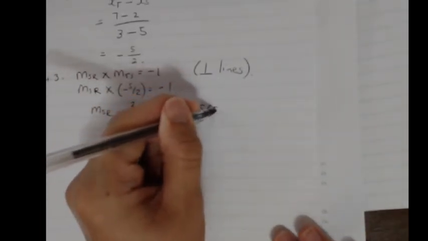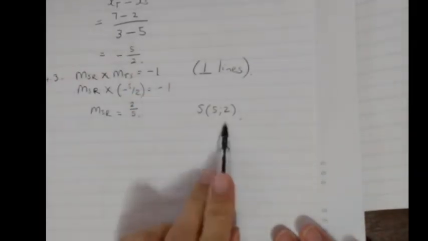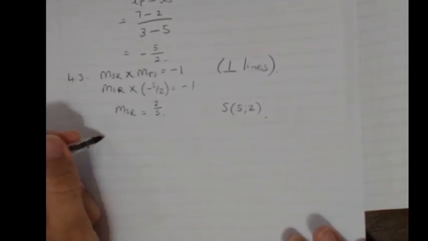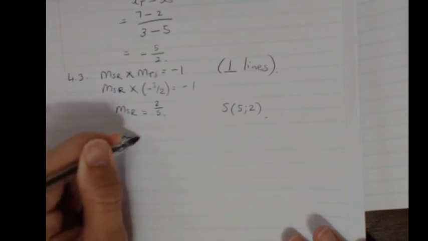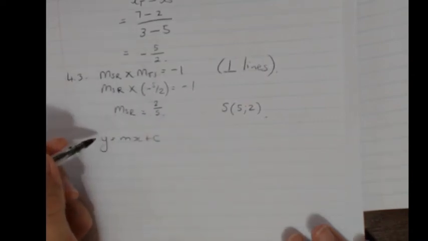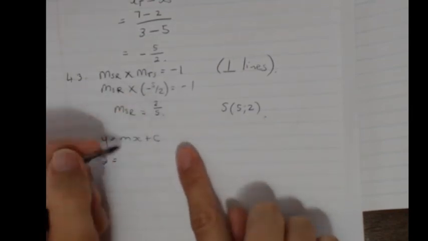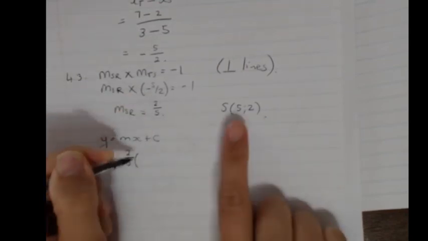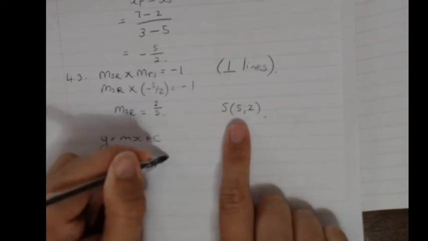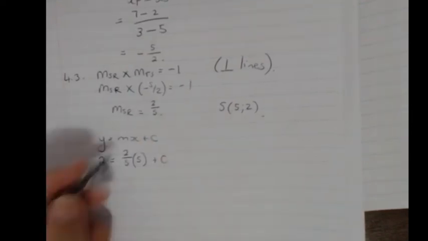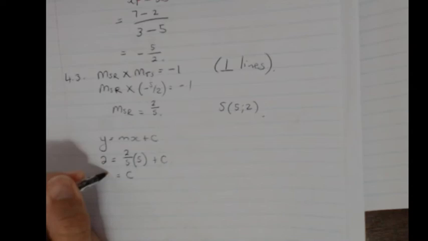So I can substitute the point (5, 2) with my gradient into a normal line equation. You can use either option. I like working with y = mx + c. So the y value is 2, the m value is 2 over 5, the x value is 5, and I want to calculate the c. Which is going to give me a c value of 0.